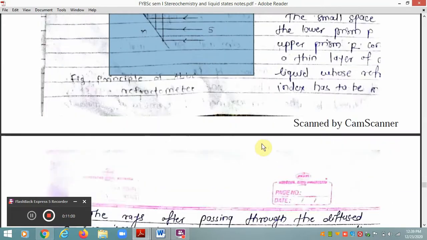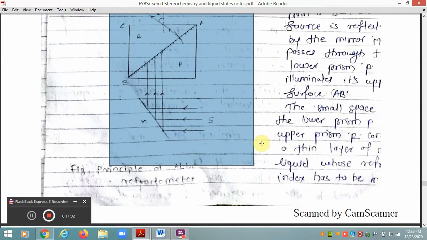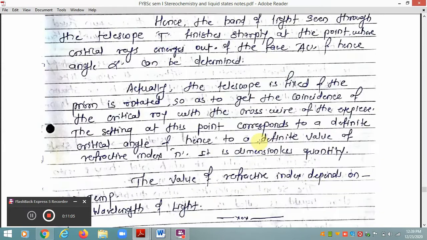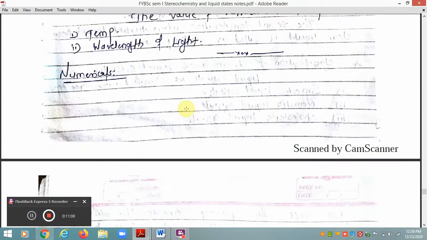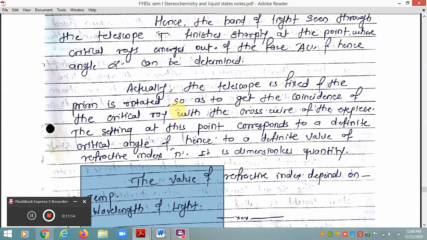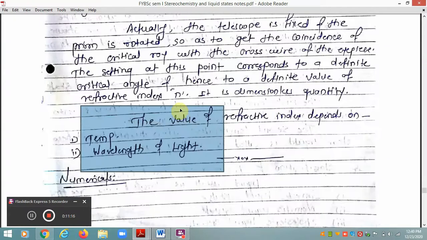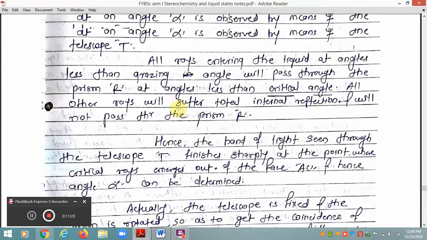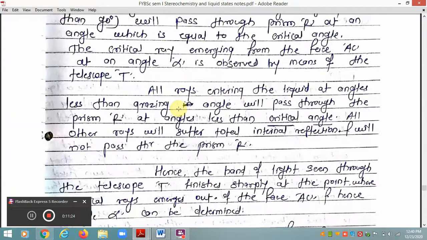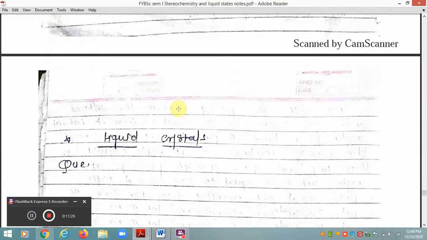But the measurement of this refractive index is not too important for you. This is just long and theoretical. As far as MCQs are concerned, the value of refractive index definitely depends upon the temperature and the wavelength of the light. You have to keep this thing in mind, and this is the important thing that can be considered here about how the refractive index can be explained.